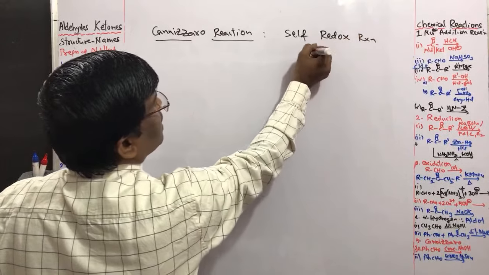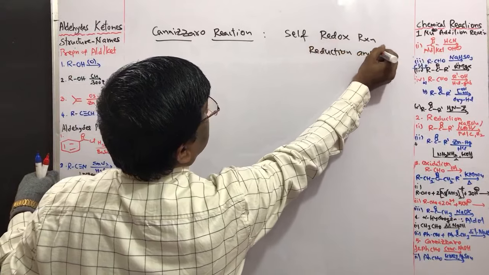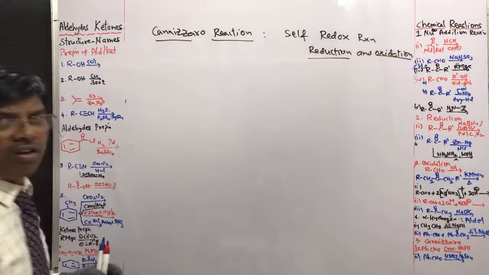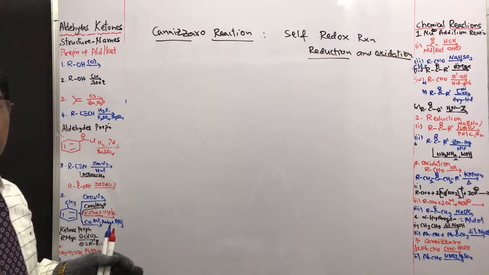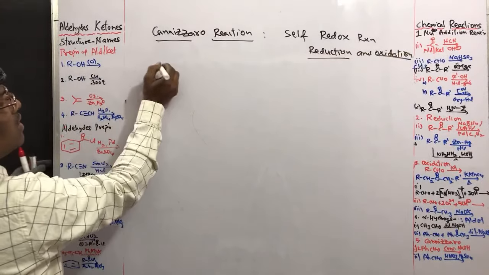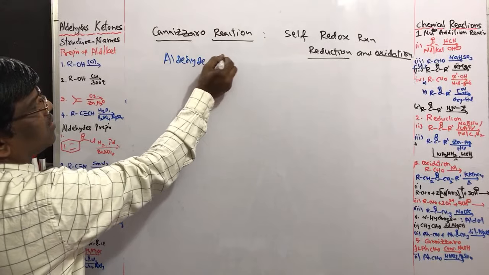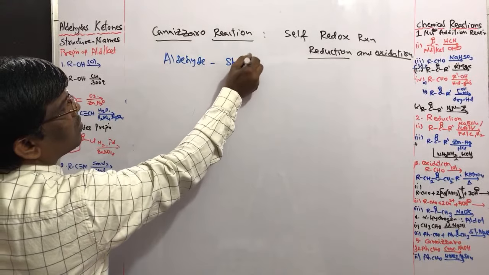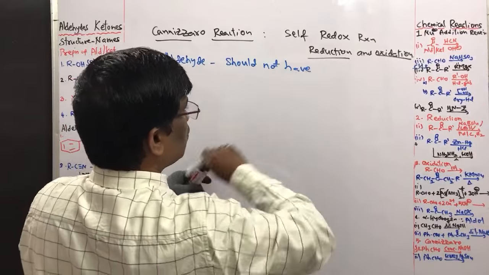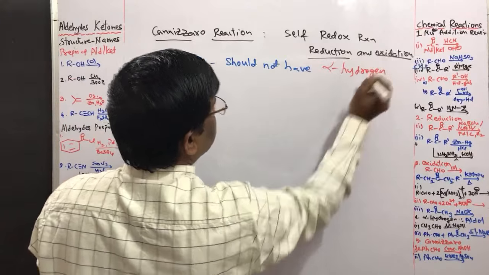In this reaction, reduction and oxidation take place, so you are going to get two products. One is the oxidized product, and another one is the reduced product. The condition is that the aldehyde should not have alpha hydrogens. No alpha hydrogen-containing compound undergoes this reaction.